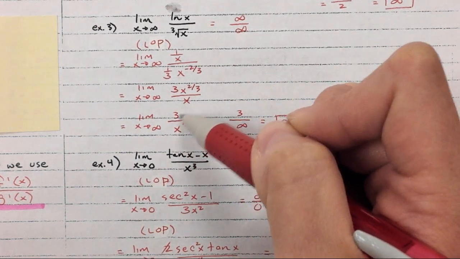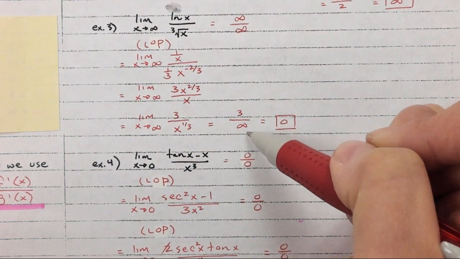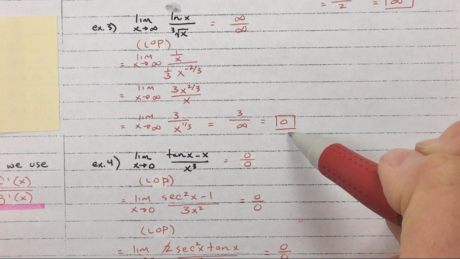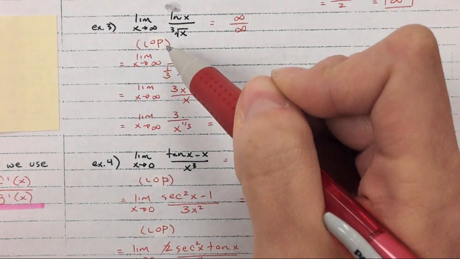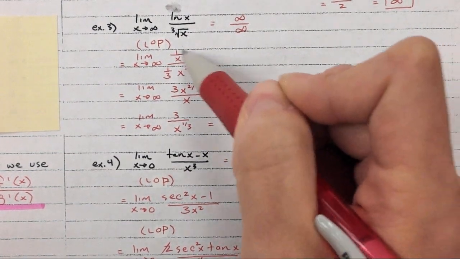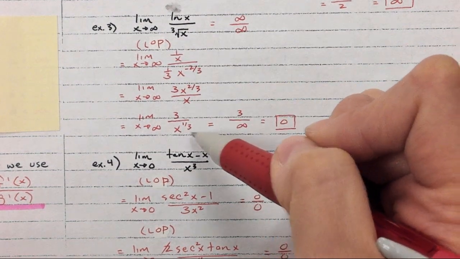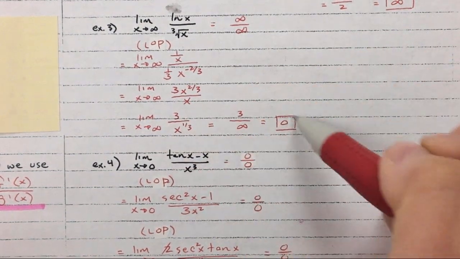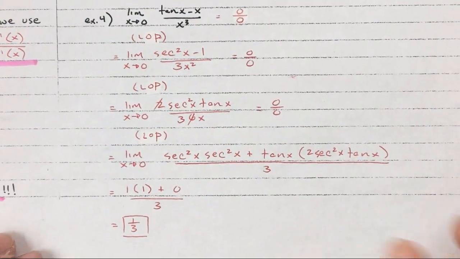Now you plug in your infinity, and then you get 3 over infinity. Any number divided by infinity is 0. So our final answer is 0. We only used L'Hopital's once. This is one of those examples where people will want to use it again because they get something like this and they're like, oh, that's crazy. But you have to simplify it and then plug in infinity and see what you get as your answer. Okay, last one. I know it looks kind of scary.